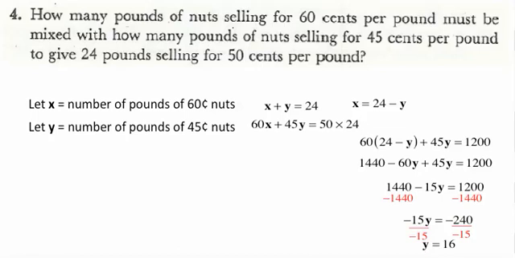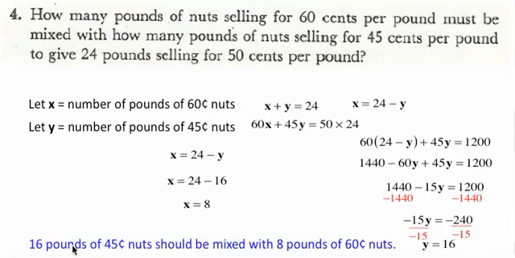Okay, and then I'm just going to take the equation up here, X equals 24 minus Y, and replace the Y value with 16. So we have 24 take away 16, which is 8. So the number of pounds of 60-cent nuts is 8, and the number of pounds of 45-cent nuts is 16. My final answer, because it's a word problem, should be in a sentence. So 16 pounds of 45-cent nuts should be mixed with 8 pounds of 60-cent nuts.